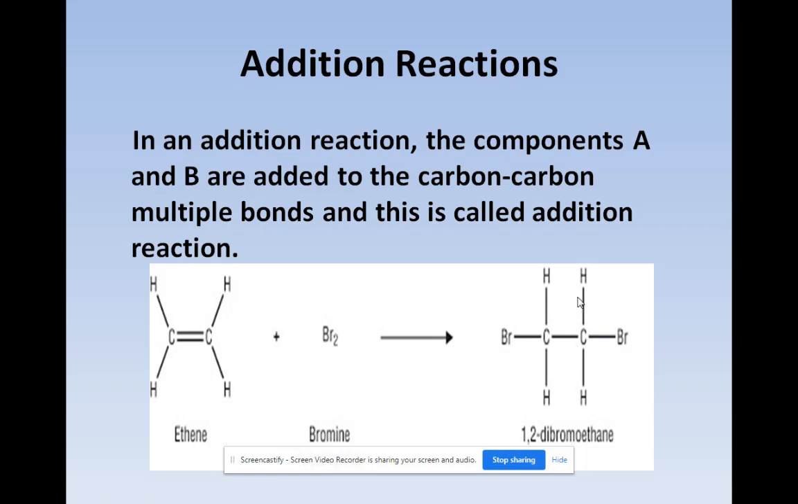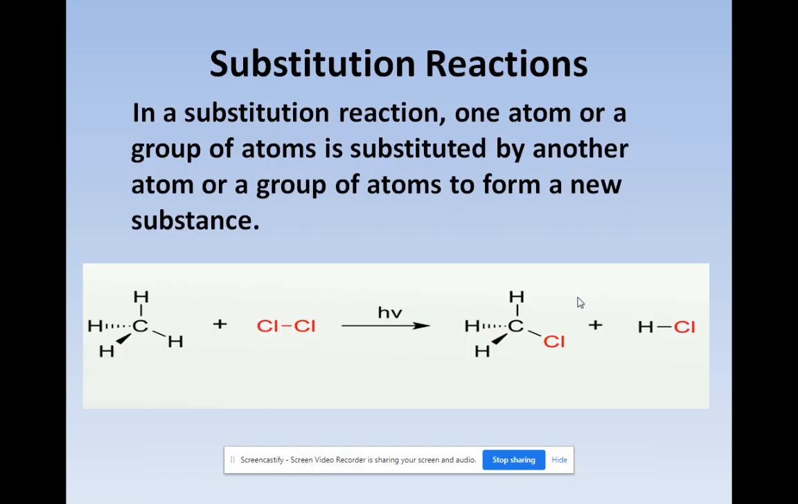Similar types of reactions can be seen on triple bonded compounds and with other types of components also. Next type of reaction is substitution reaction. In a substitution reaction, one atom or a group of atoms is substituted by another atom or a group of atoms to form a new substance. Now, what is the substitution reaction? We'll understand with the help of this example.